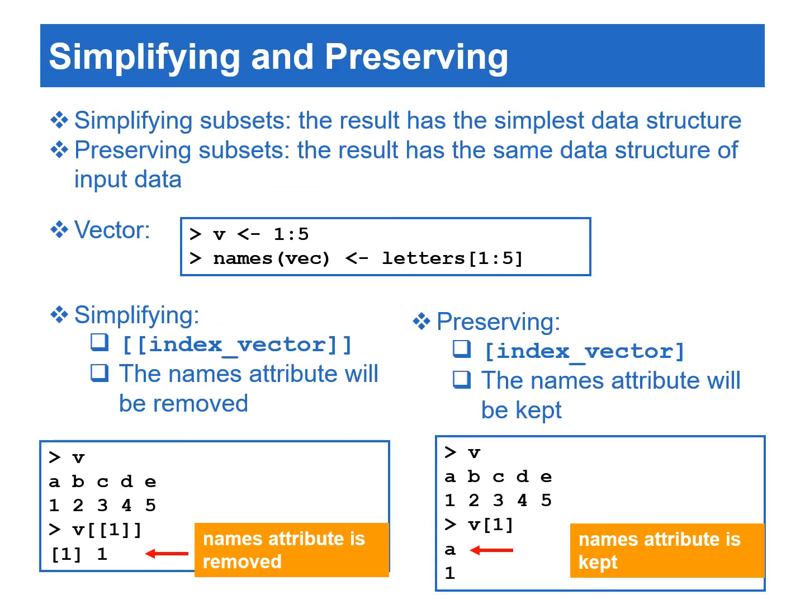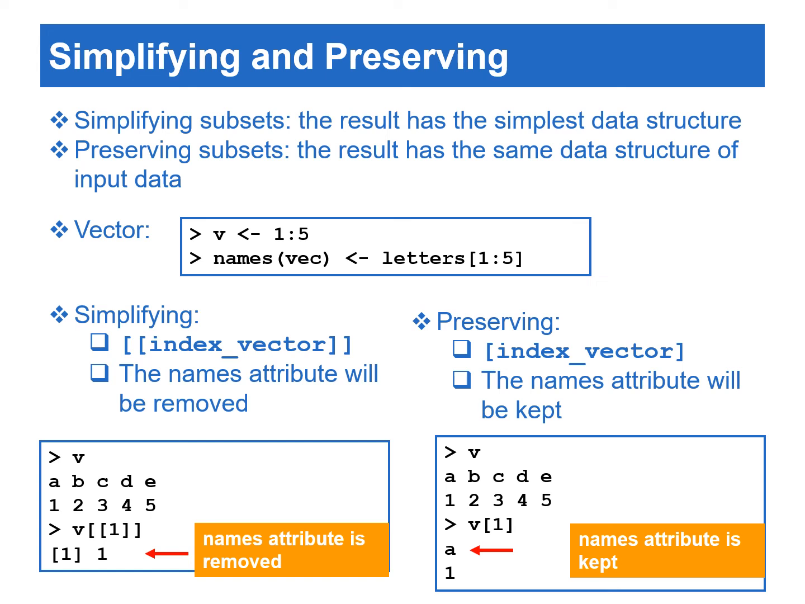In the last section, we will summarize the differences between simplifying and preserving subsetting. Simplifying subsetting means the result has the simplest data structure. Preserving subsetting means the result has the same data structure as its target object. So far, we have learned how to use single brackets to subset a vector. We can also use double brackets to subset a vector.